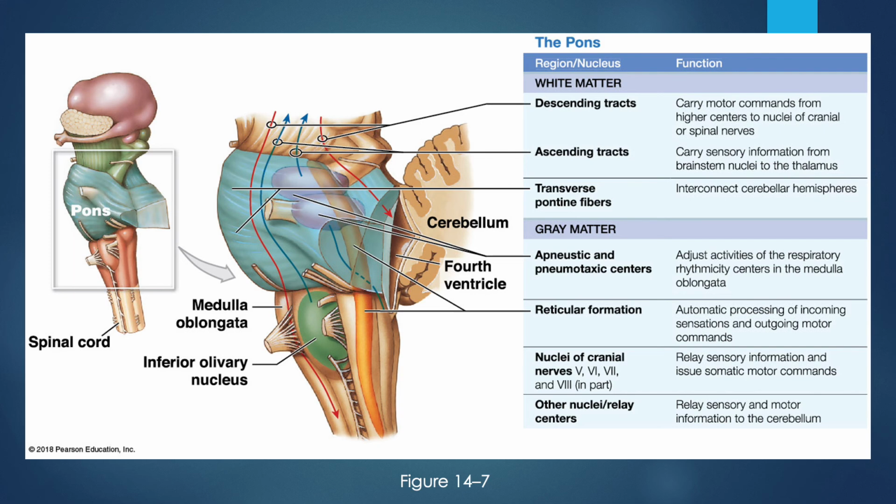We also have nuclei of cranial nerves 5, 6, 7, and 8, but just only 8 in part. And so that will allow us to relay sensory information up to the brain and then inferiorly issuing somatic motor commands. And there are other nuclei and relay centers in there as well that both relay sensory and motor information to the cerebellum. So the pons is kind of a stopover station for the cerebellum.